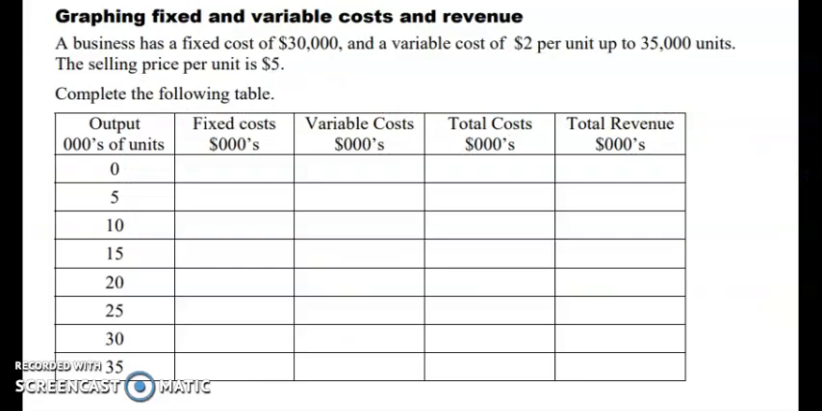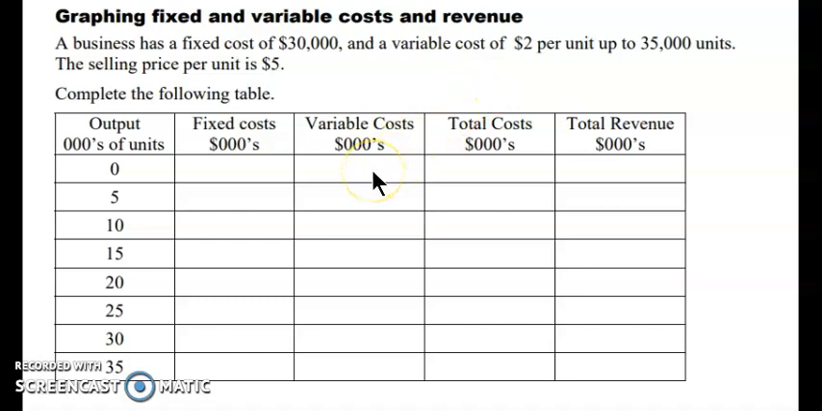Look at this question, which will help you understand fixed cost and variable cost better. A business has a fixed cost of $30,000 and a variable cost of $2 per unit up to 35,000 units. So up till 35,000 you are still paying $2 per unit, and we are selling it for $5. So what's your fixed cost? Your fixed cost will remain $30,000 no matter how many units you produce. And variable cost is $2 per unit.